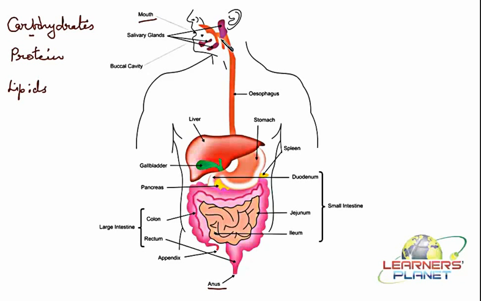The reason is the presence of salivary glands and its secretion, that is saliva. Salivary glands are situated below the tongue, right? And in this buccal cavity, the salivary glands are transporting their secretion, that is saliva, through the duct, right? And how is this saliva helping in the digestion of carbohydrates?